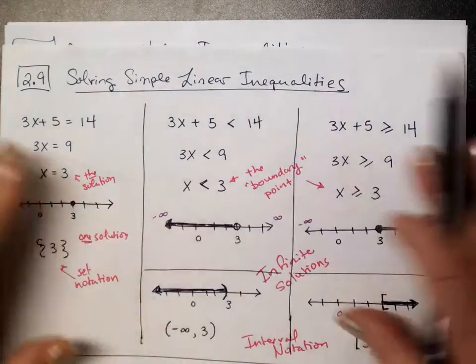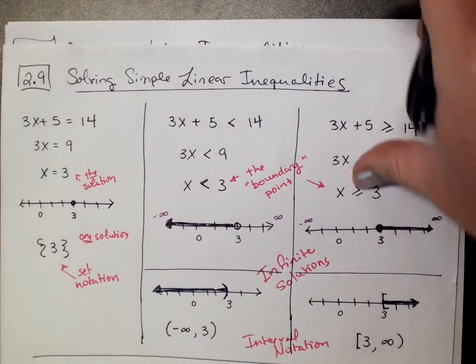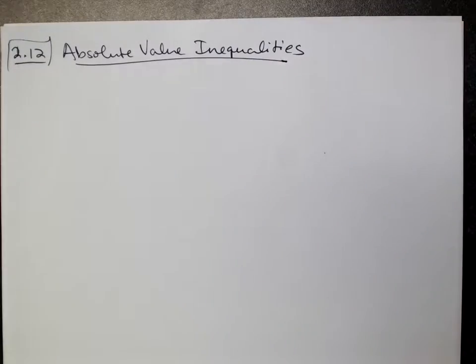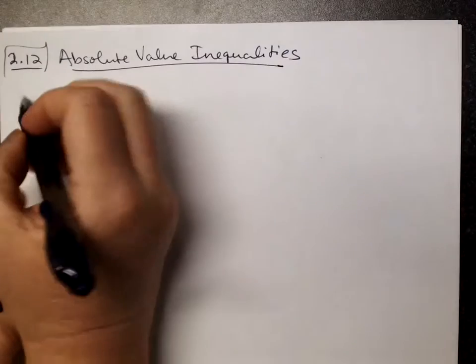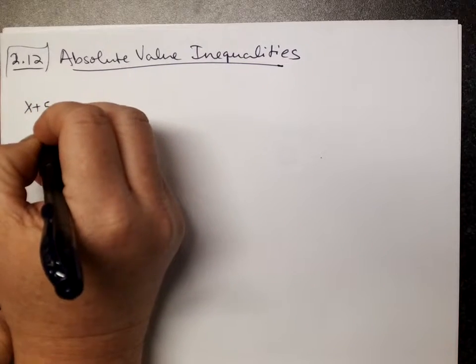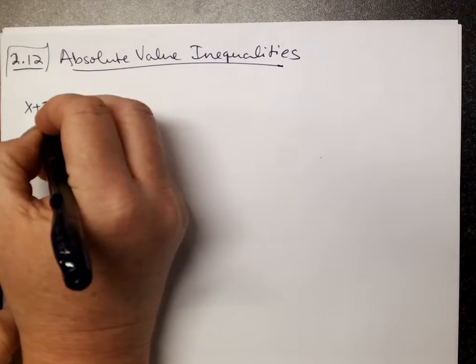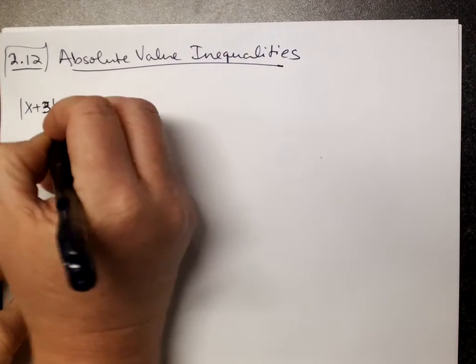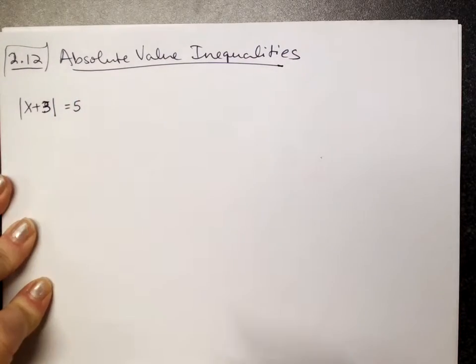Now these are all linear, as I pointed out. It's all linear we're dealing with. But now with absolute value, this is nonlinear, but it's got the same sort of setup. So if we have x plus 3, the one I was using, the absolute value of x plus 3 is equal to 5.